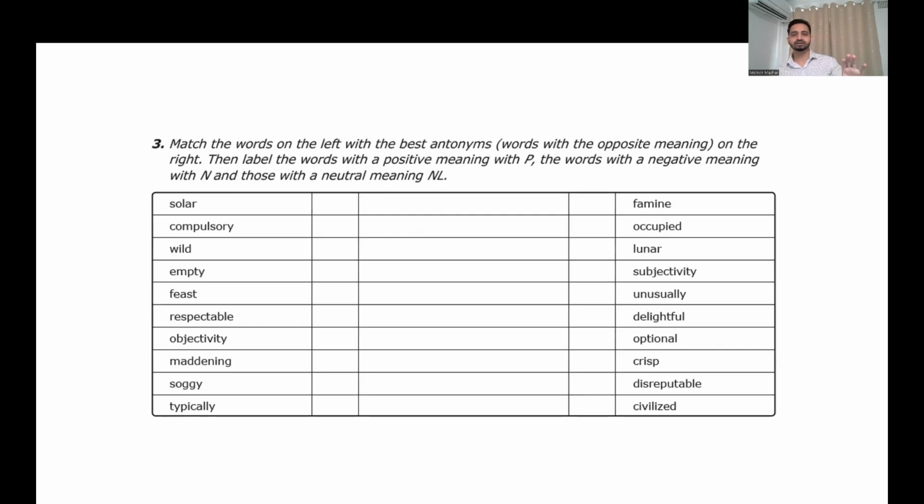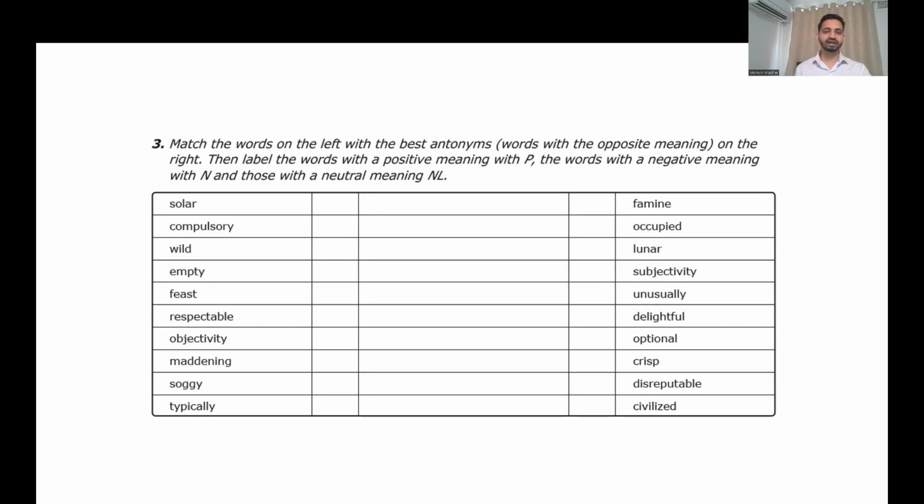All right, in this one I want you to think of the opposite, which is antonyms. Antonyms are the words that have the opposite meaning. So if you've got solar, what is the opposite of solar? Pause the video here and do this exercise. I also want you to put P next to the word if it's a positive meaning. If it's a negative meaning, please write down N. And if it's a neutral meaning, please write down NL. Okay, pause the video here, do this exercise on your own, and when you come back, we'll discuss the answers.